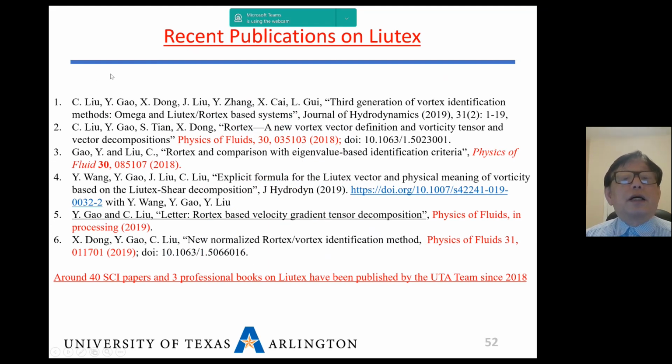This is some of our recent publications. As I said, we already published three books and over 40 SCI papers.